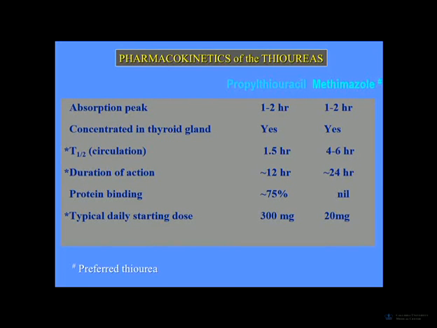Here's a head-to-head comparison of the pharmacokinetics of the two thioureas. They both have a similar absorption peak from the gut, and they're both concentrated in the thyroid. But look here. The half-time of methimazole in the circulation is roughly 4 times that of PTU, and the duration of action of a single dose is twice as long.